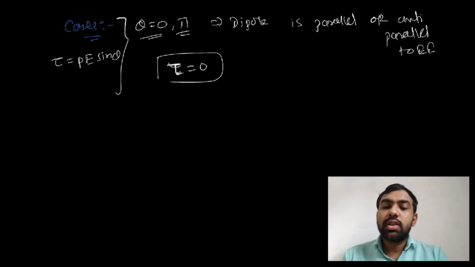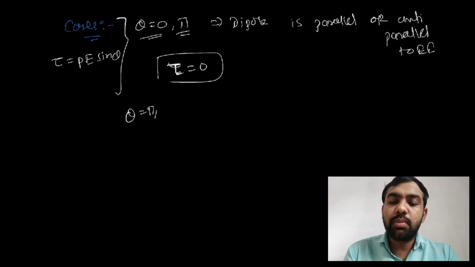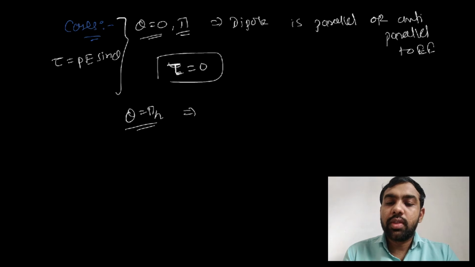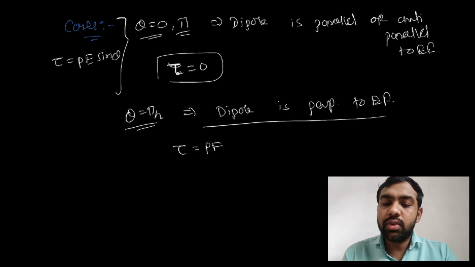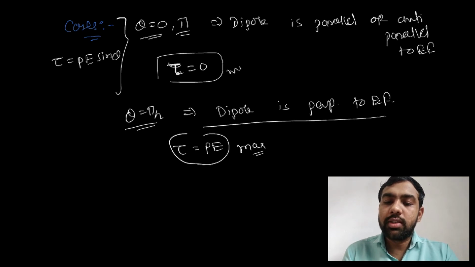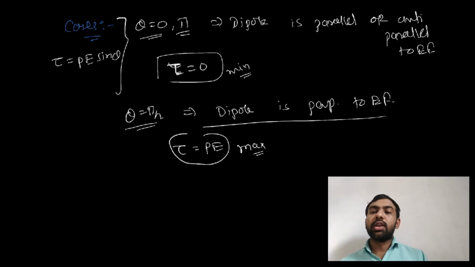Torque is equal to what? 0. And if theta is equal to pi by 2, then the dipole is perpendicular to the electric field, then torque is equal to P E, that is maximum, and that is minimum. Okay, so in this way you are getting this answer.